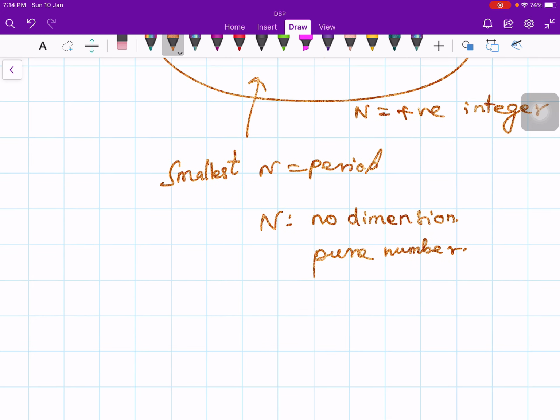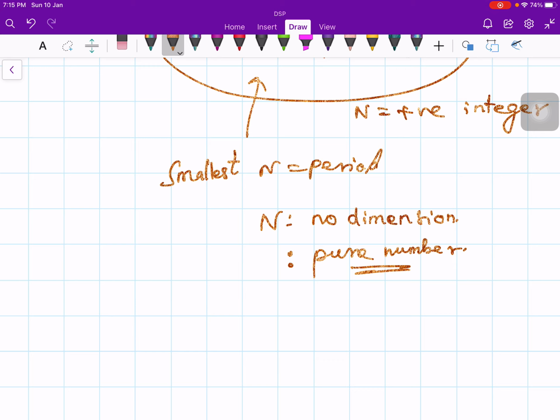That is, it indicates the number of samples after which the sequence repeats. I think you know why this is a pure number. It doesn't have any units, because once you do the sampling and normalize, the time parameter will disappear. It is purely a number with no dimension. It indicates the number of samples after which the sequence repeats.